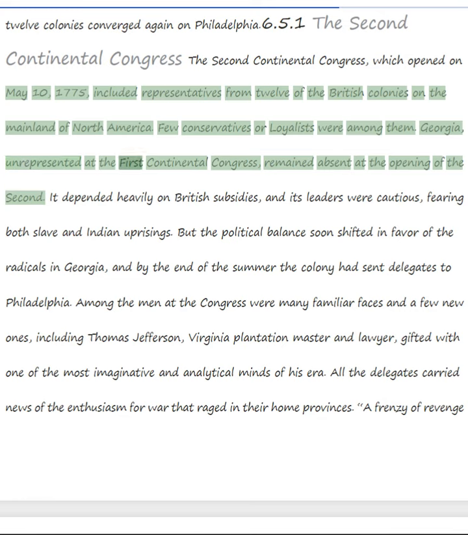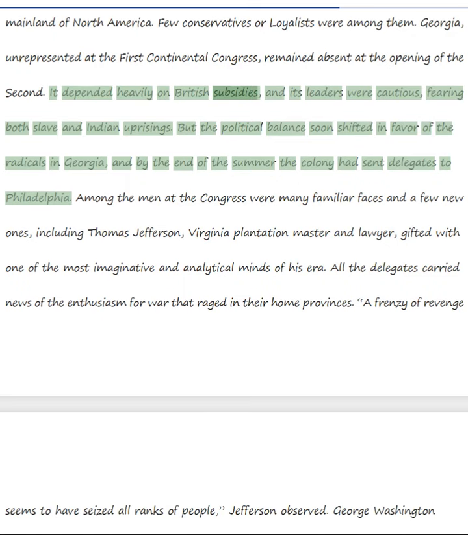Georgia, unrepresented at the First Continental Congress, remained absent at the opening of the Second. It depended heavily on British subsidies, and its leaders were cautious, fearing both slave and Indian uprisings. But the political balance soon shifted in favor of the radicals in Georgia, and by the end of the summer the colony had sent delegates to Philadelphia.